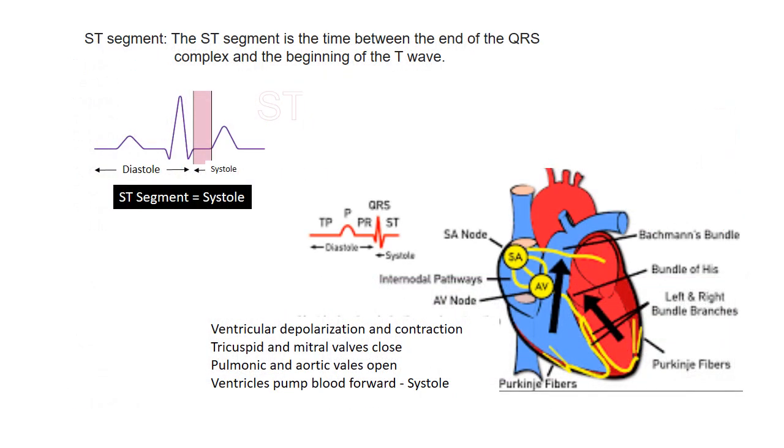ST segment. The ST segment is the time between the end of the QRS complex and the beginning of the T wave. It shows ventricular depolarization and contraction. Tricuspid and mitral valves close. Pulmonic and aortic valves open. Ventricles pump blood forward, systolic.